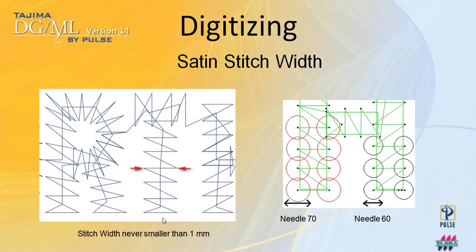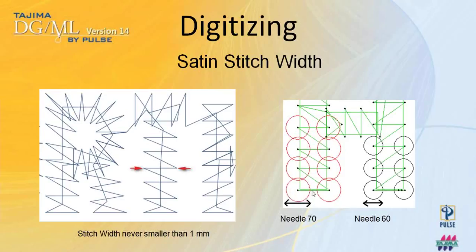Usually I find the best width where text comes out really nice is when you use columns of 1.1 millimeters. So there is something that we have to be aware of, and I'm trying to reflect that here on the image on the right hand side. That's the needle diameter. So if you are using a needle number 70, then the circles here on this picture are reflecting the diameter.